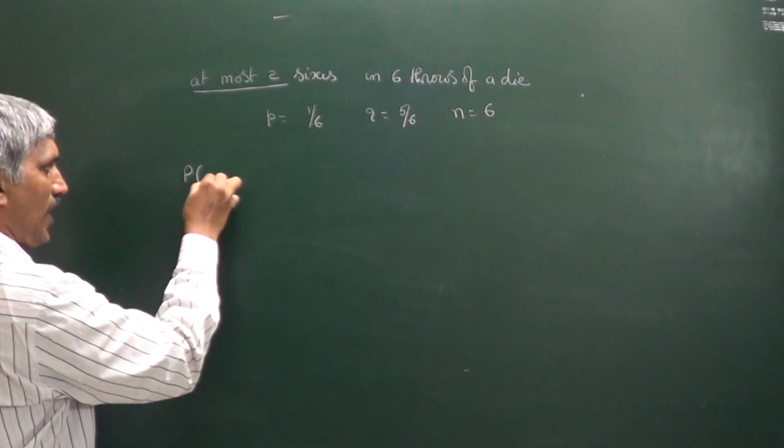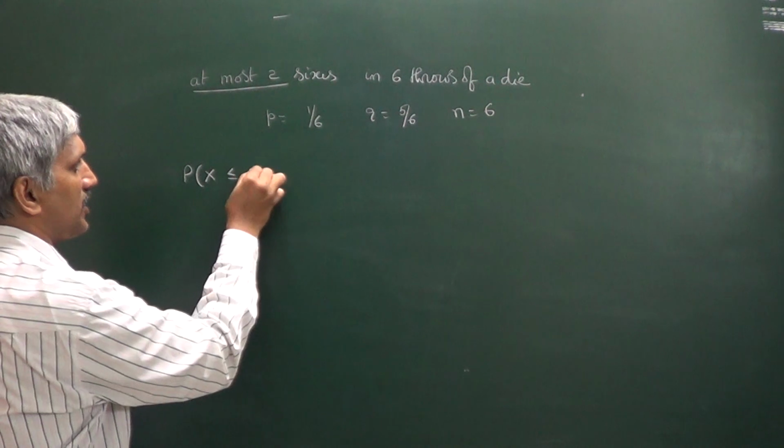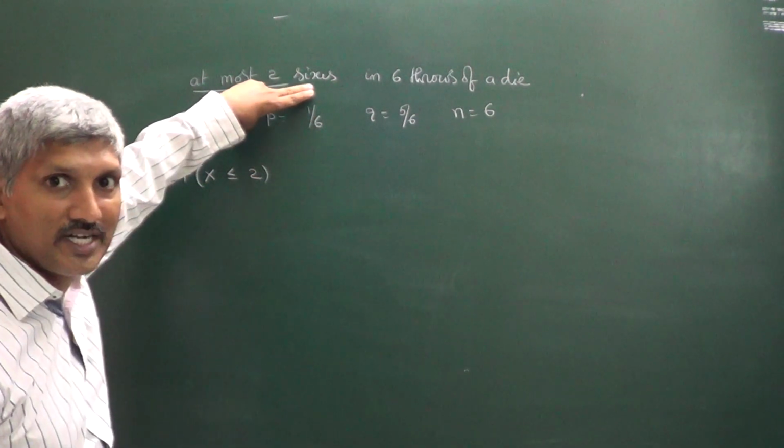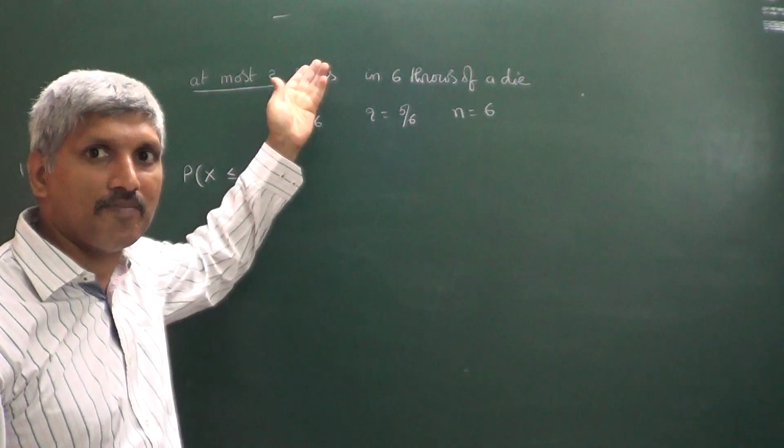What is asked to find? P of x less than or equal to 2 he is asking. At most 2 times of success we have to get. Success is nothing but getting a number 6.